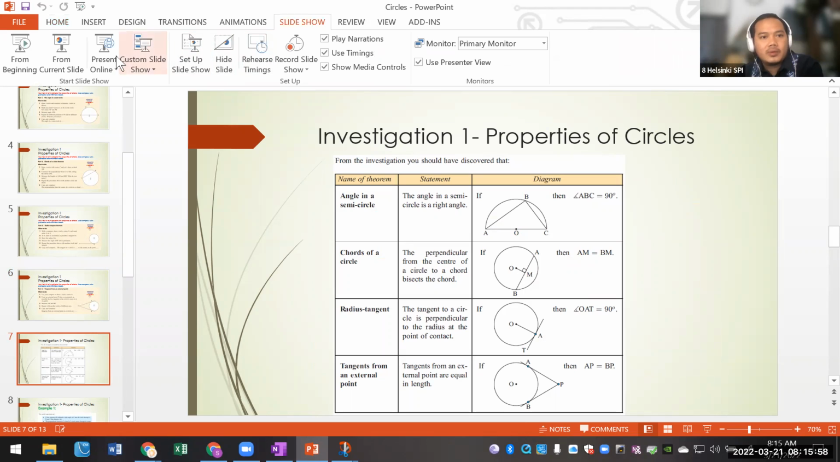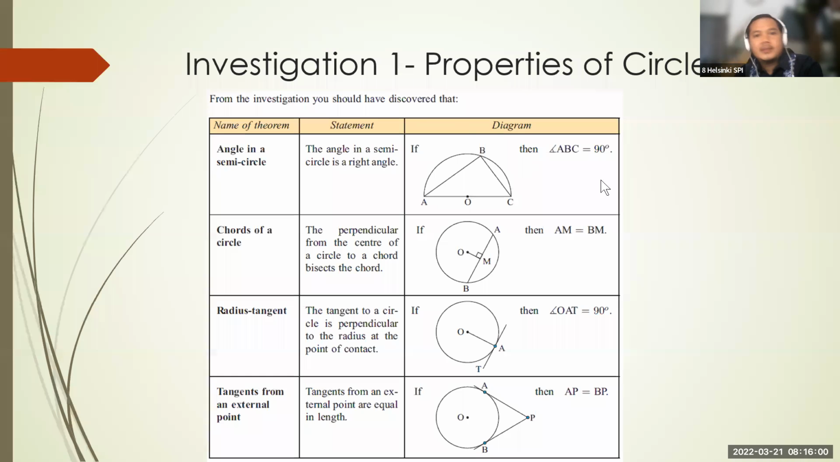Okay, so these are the properties. The one that we just investigated was the first one: an angle in a semicircle. Actually, if we have that as a full circle, the semicircle, the one that has a straight line, is actually the diameter.